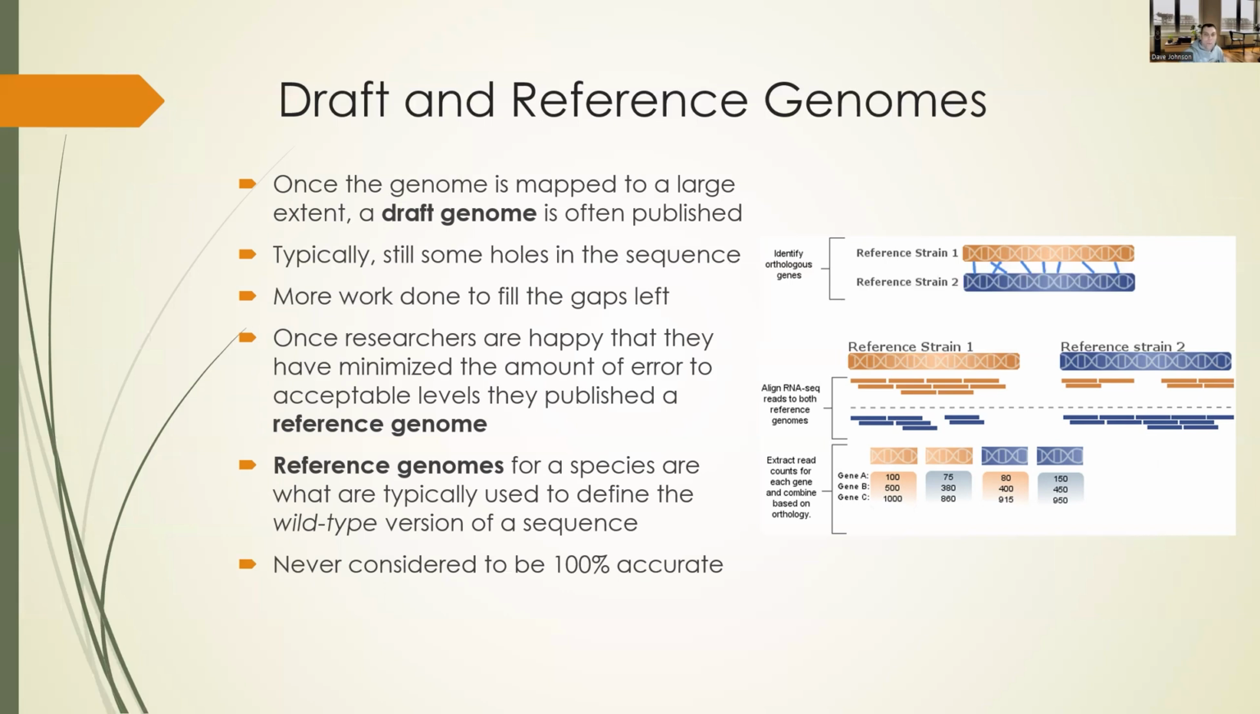That kind of stuff. Once you've done this over and over again, researchers will be satisfied that we've minimized the amount of error that's there. They will now refer to that as a reference genome. And then at that point, what we have in the reference genome is considered to be the wild type. And any time you see a deviation from the reference genome, it's generally considered to be a mutation. Although you should never consider a reference genome to be 100% accurate because nothing's perfect. We're talking about analyzing billions of nucleotides in some cases, and it's just not possible to get a perfect readout of that.